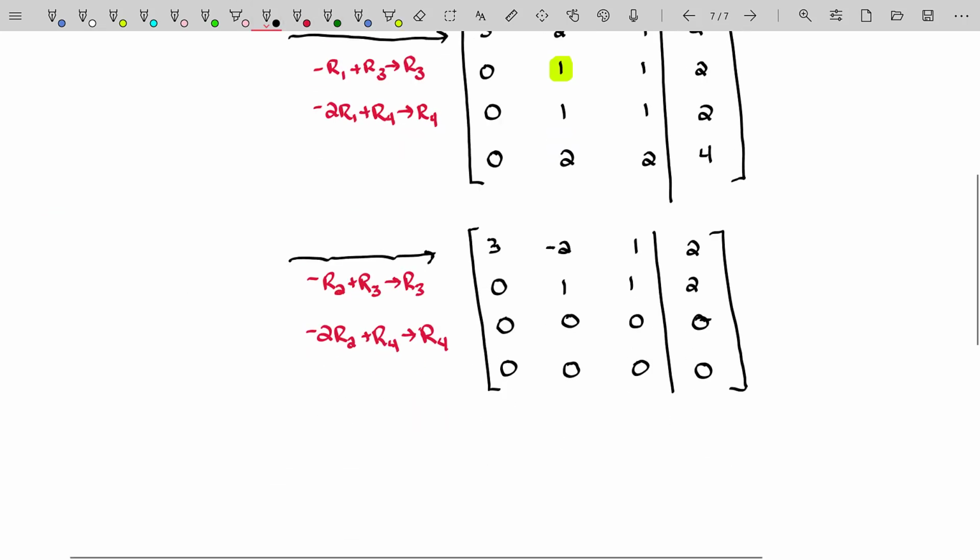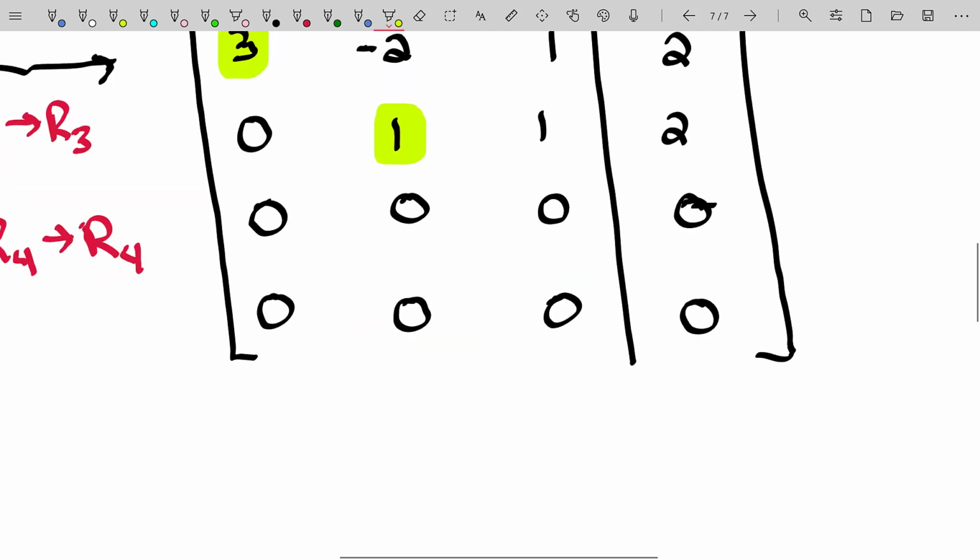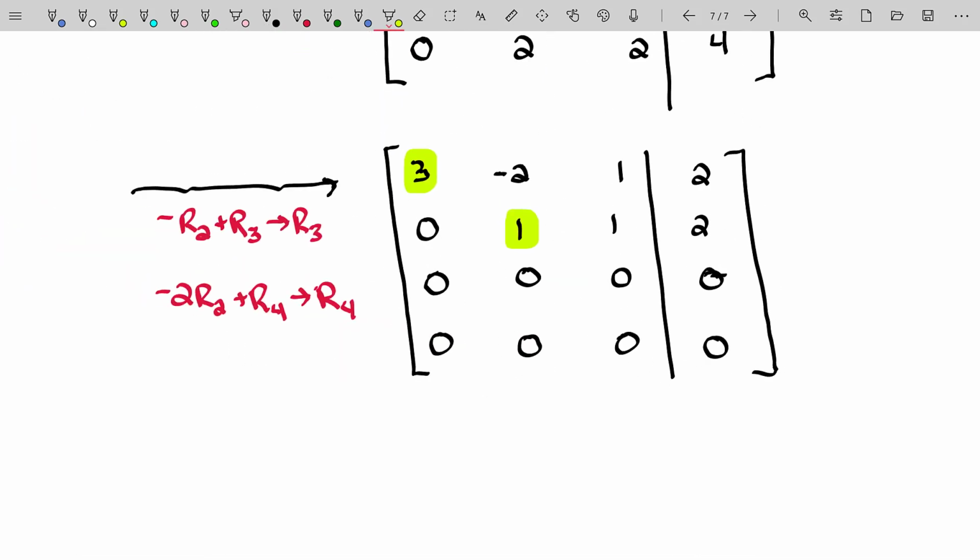And look what happens here. We have our 2 pivots. We have our 2 rows of zeros at the bottom. This is definitely in row echelon form. However, we'd like to get this to reduced row echelon form so that we can solve the system. That's actually why you go to reduced row echelon form.